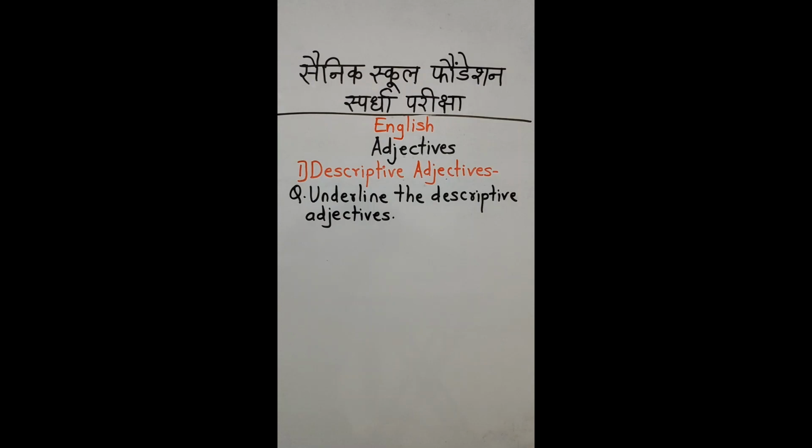Now suppose you are given a question: underline the descriptive adjectives. The example given is, Rahul is a nice person. Here we should underline the word nice because it is a descriptive adjective which describes the quality of Rahul, who is a nice person. The second example is, my friend made a scary face. Here we should underline the word scary because it describes the feelings of a person.